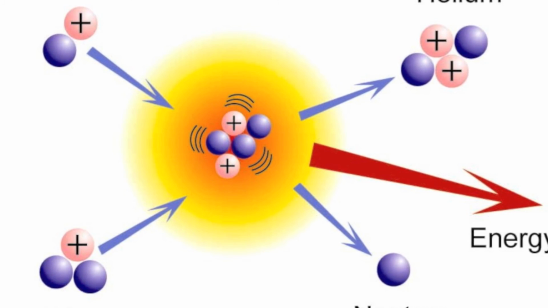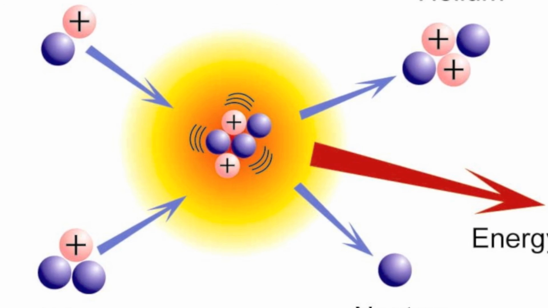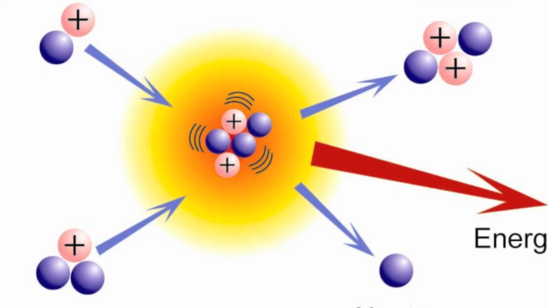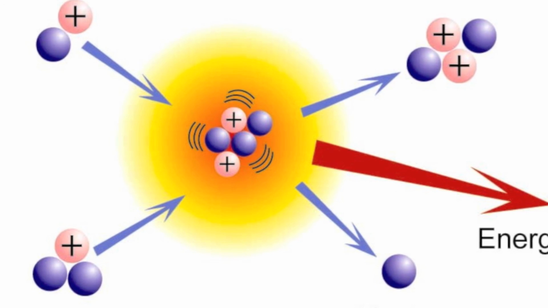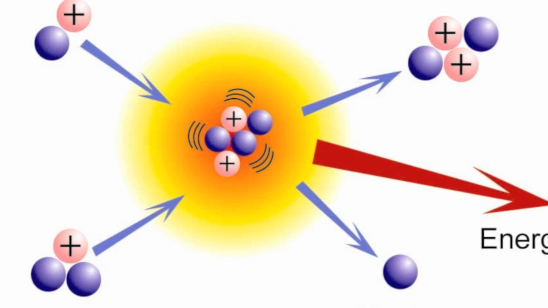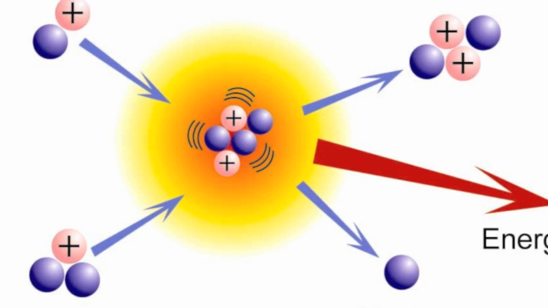Fusion is basically when two light nuclei combine to form one nucleus, which is heavier than the originals. This reaction is what is actually used in thermonuclear weapons, since it releases an amount of energy 1,000,000 times greater than that of an average chemical reaction.